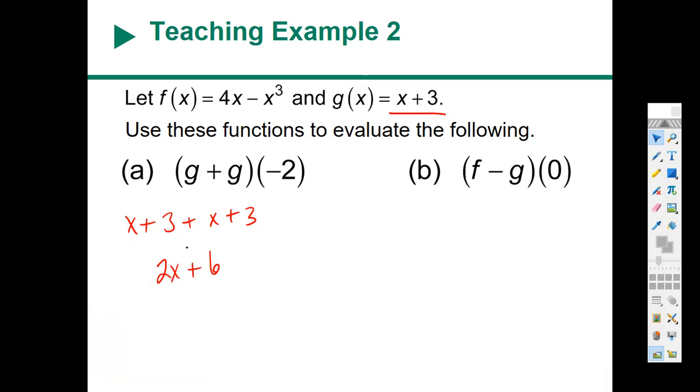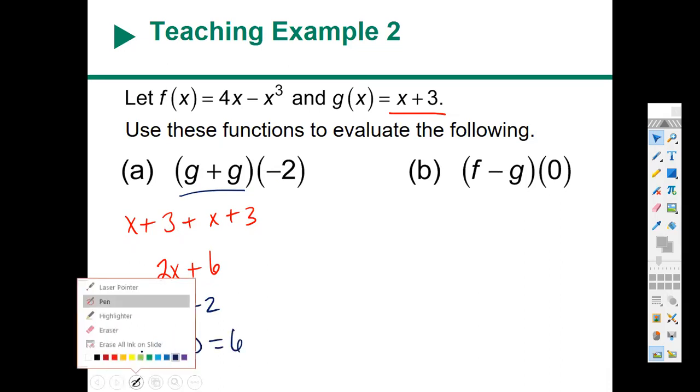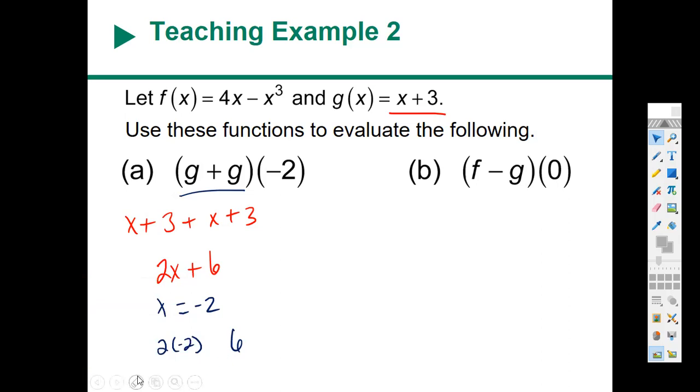Okay, I was at the long x plus 3 up there. And that's what the g plus g at -2 says: I'm going to let x equal -2. So from here, if I let x equal -2, what do I get? That gives me -4 plus 6, which is 2. So my final answer would be 2.